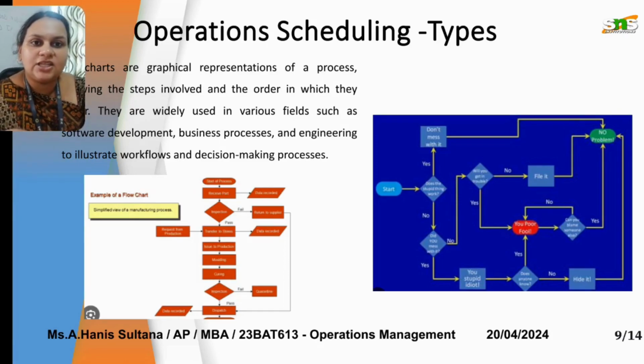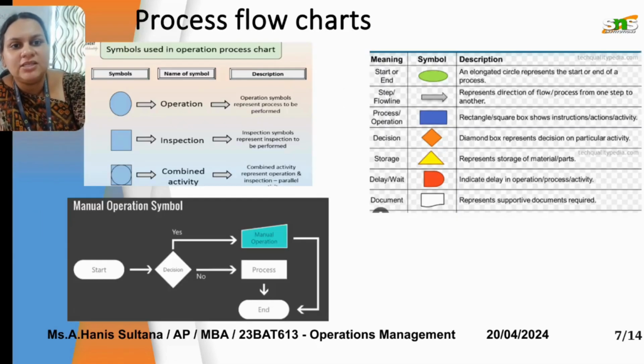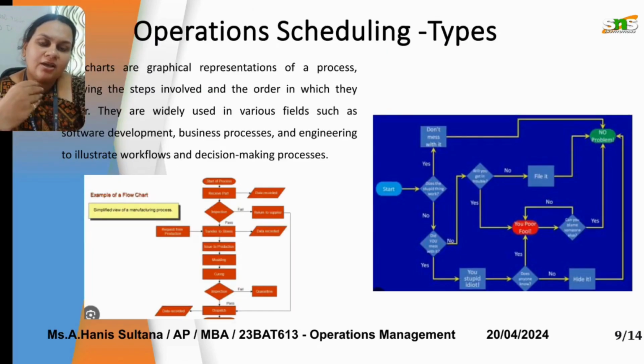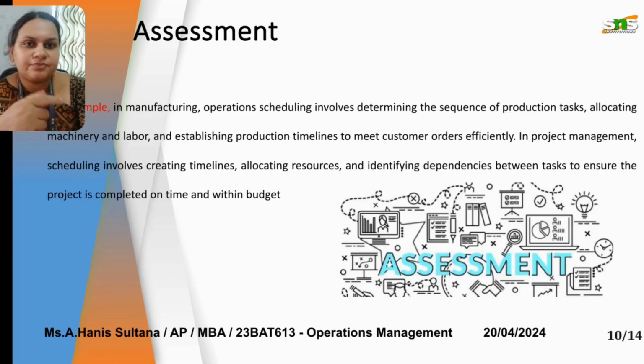And we also have Gantt charts. Gantt charts are basically a graphical representation of a process involving the steps involved and the order in which they arrive. They are widely used in various fields such as software development, business processes, and engineering, to illustrate workflows and decision-making processes. The process flow and Gantt charts are a similar type. For example, in software development with Visual Basic, we have these steps: what is the first step, what is the next step. This can be represented in the form of an algorithm in the flow chart.